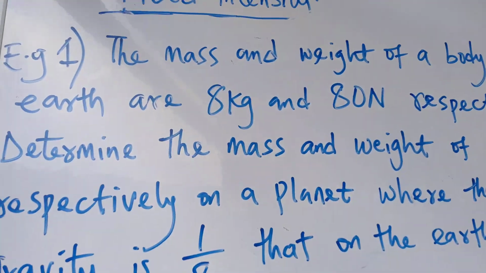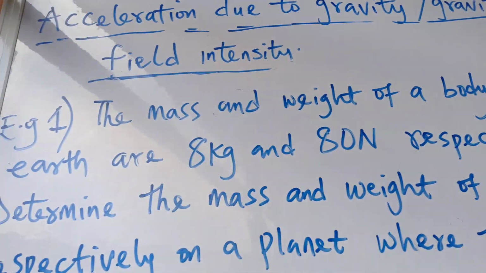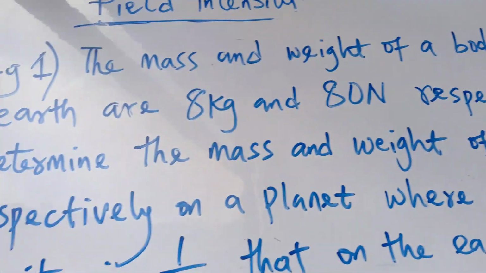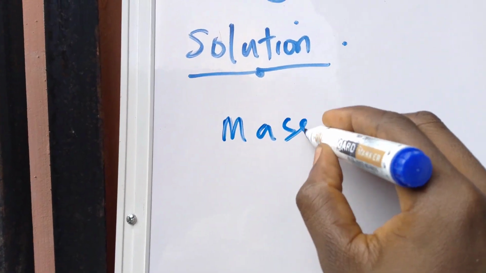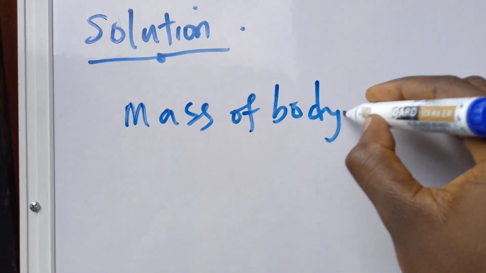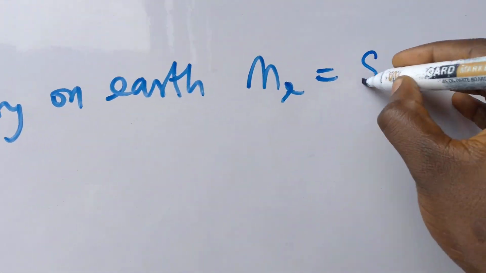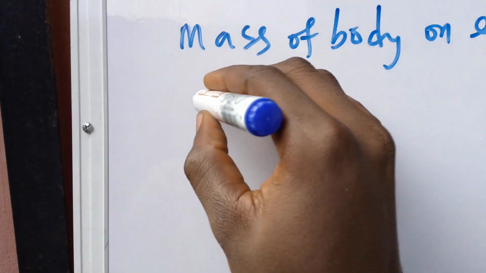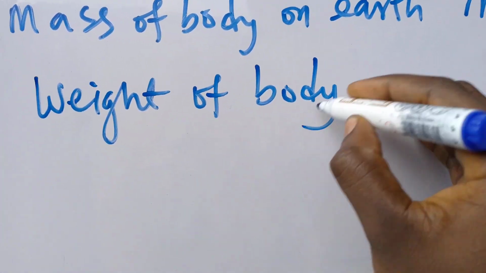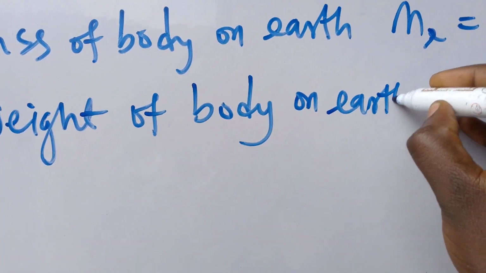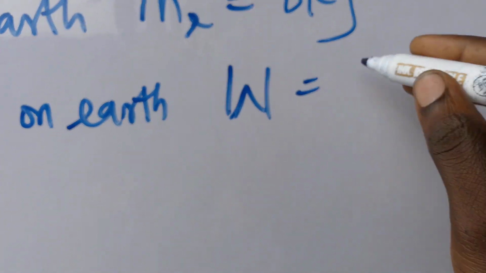It says the mass and weight of a body on Earth are 8 kg and 80 newtons respectively. So we take that: the mass of the body on Earth is 8 kg, and the weight of the body on Earth is 80 newtons.